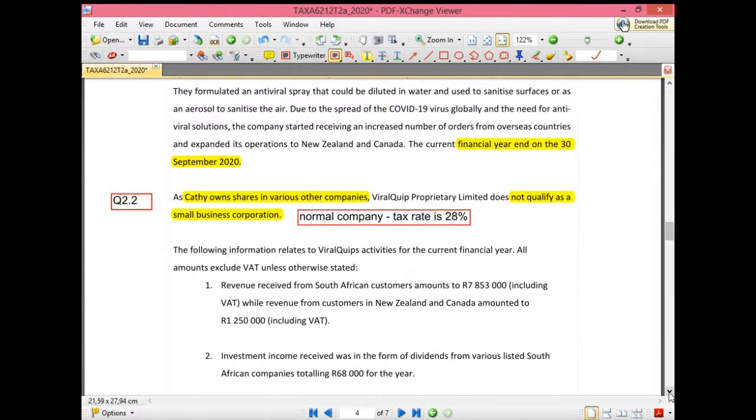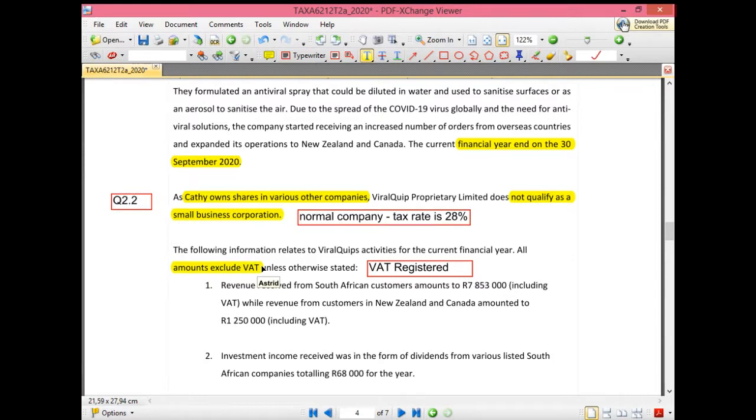Then they tell you the following information relates to Viral Quip activities for the current financial year. All amounts exclude VAT unless otherwise stated. So this means our company is VAT registered if it excludes VAT. Now remember, if they give you amounts inclusive of VAT and they tell you the company is VAT registered, when you do the income tax calculation, you have to remove the VAT component. What does that mean for you?